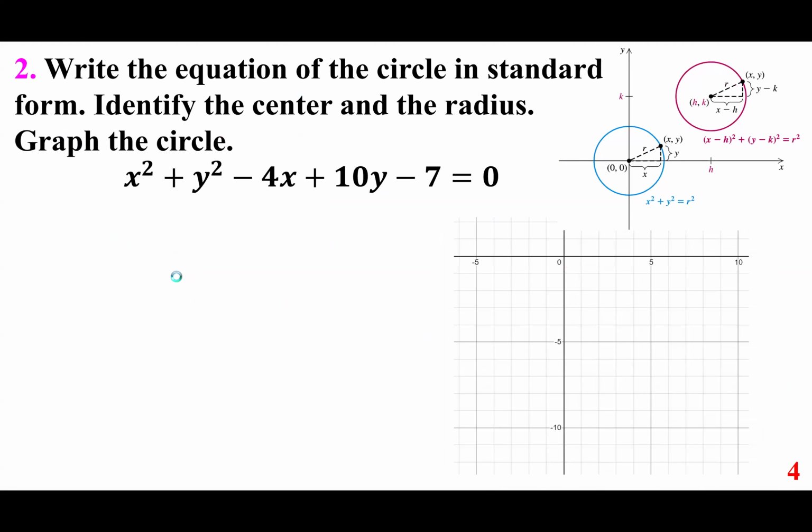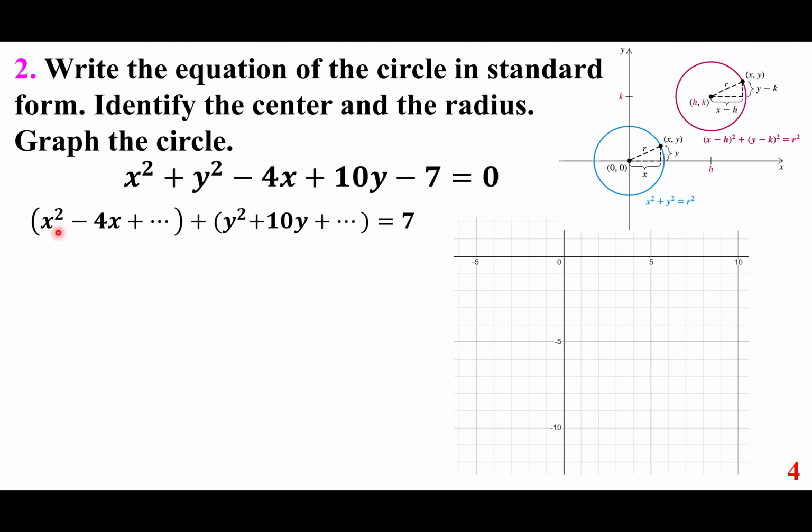Write the equation of a circle in standard form. Identify the center and the radius and graph the circle. So what do we have to do? It's very simple. We are going to put the x squared and minus 4x together, y squared and 10y together, and move the -7 to the right, make it positive. That's the first step. We're going to complete the square in each case.